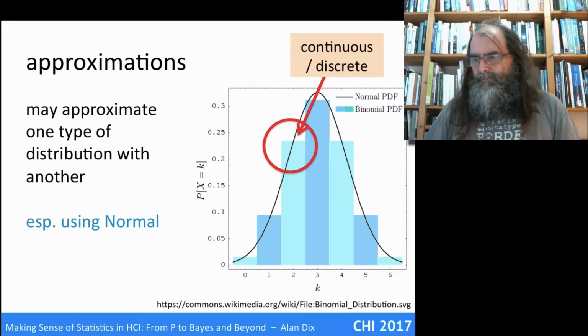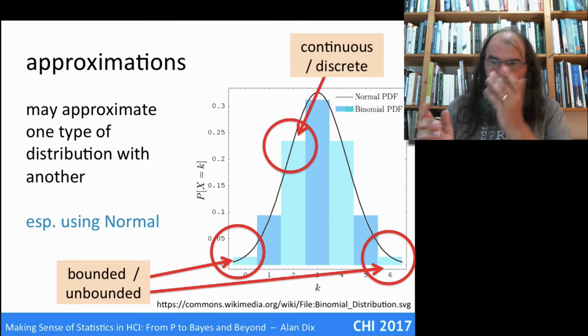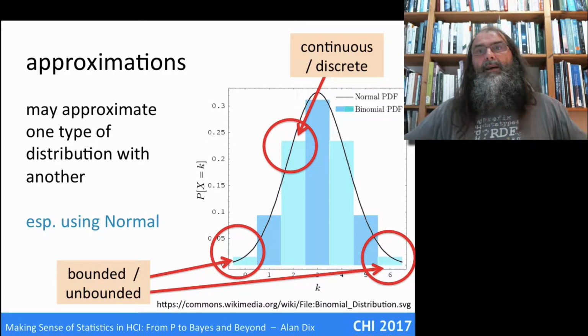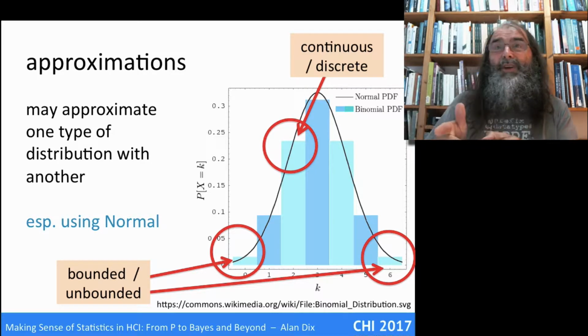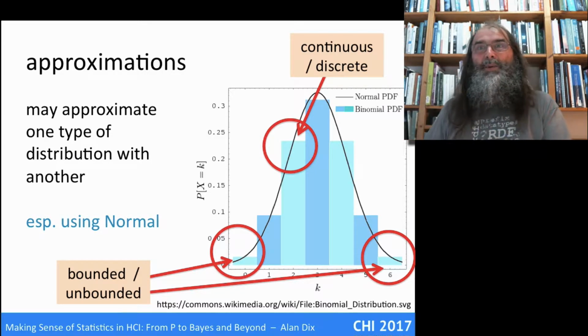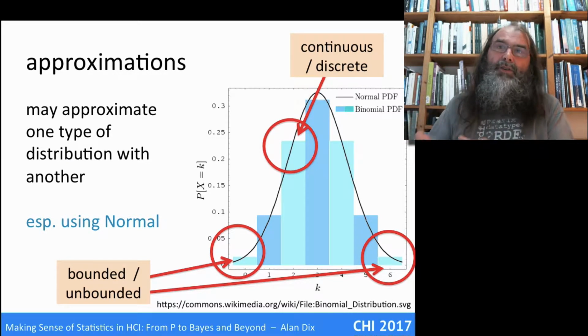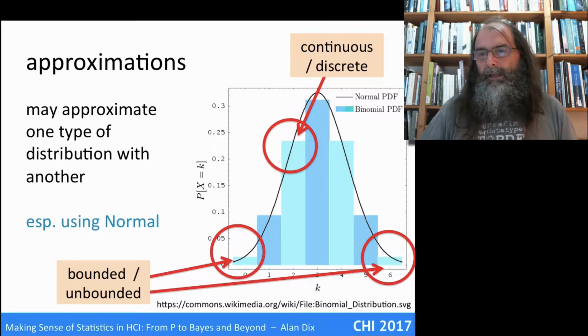Now, in fact, this is just pointing out some of these things. Oh, that's the other thing I forgot to mention. The normal distribution is unbounded. So here you're approximating a bounded discrete distribution with a continuous unbounded one. So in reality, you can't have negative coin tosses, but for the purposes of certain things, you can approximate it almost as if you could.